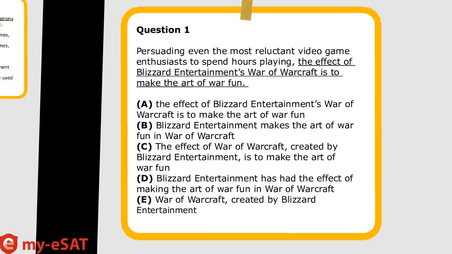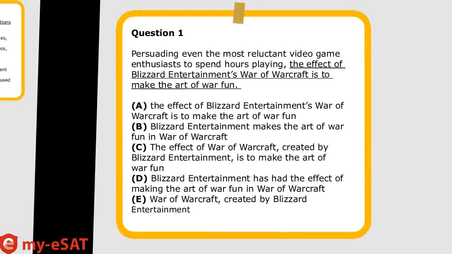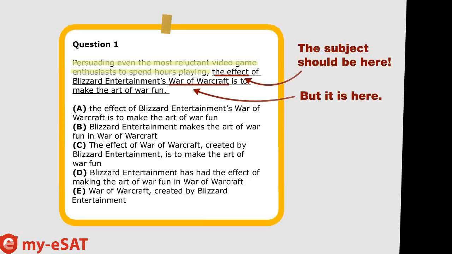The correct answer to question 1 is answer choice E. The sentence reads, "Persuading even the most reluctant video game enthusiasts to spend hours playing, the effect of Blizzard Entertainment's World of Warcraft is to make the art of war fun." So what is the modifier here? The yellow highlighting probably gives it away. So now think to yourself, what exactly is persuading even the most reluctant video game enthusiasts to spend hours playing? Is it the effects? Or is it the game World of Warcraft? Probably World of Warcraft. That's what's making all these gamers spend all these hours playing.